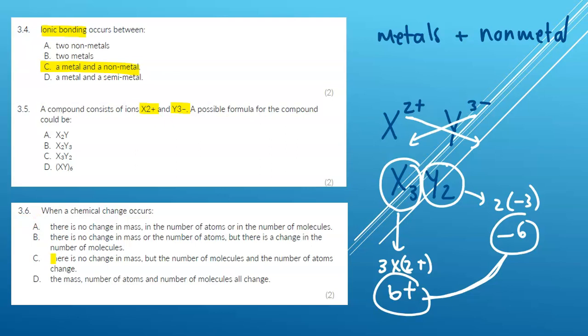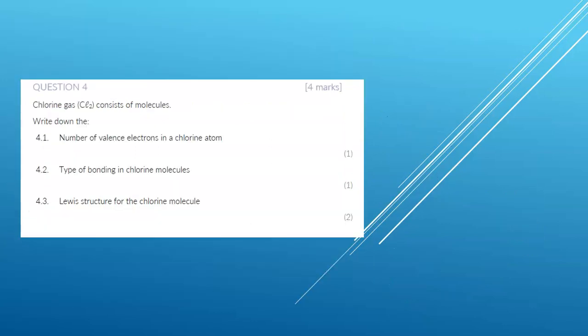3.6 is the last one of these questions. When a chemical change occurs, now they're asking us a bunch of stuff. There is no change in the mass, or in the number of atoms, or in the number of molecules. There is no change in the mass or the number of atoms, but there is a change in the number of molecules. And then they keep on playing with words. We'll come back to this later.